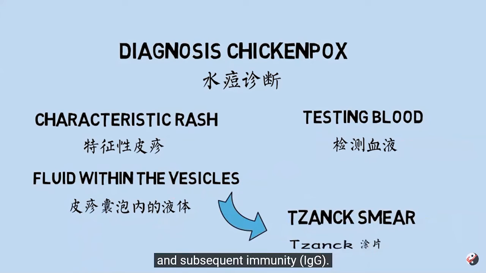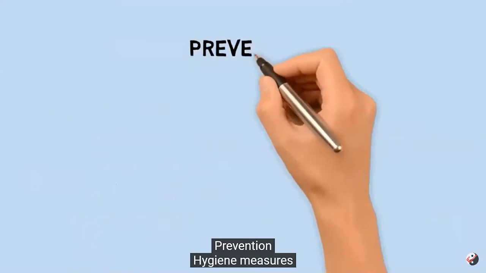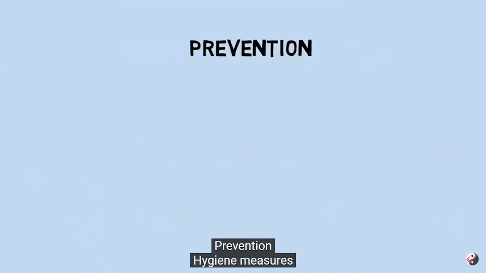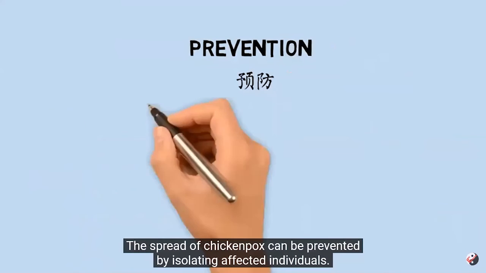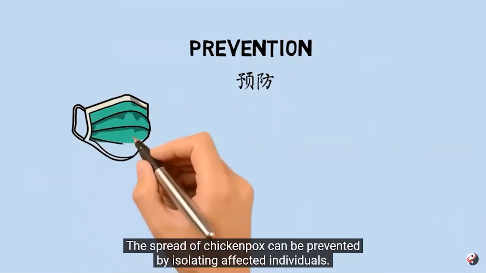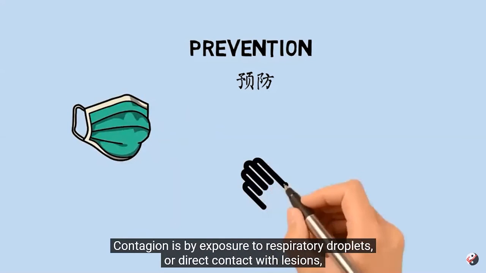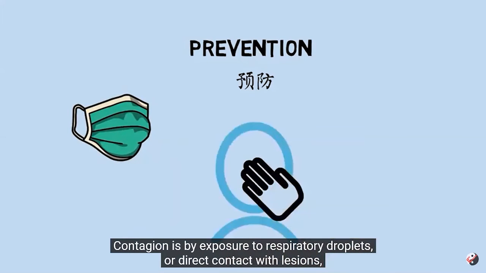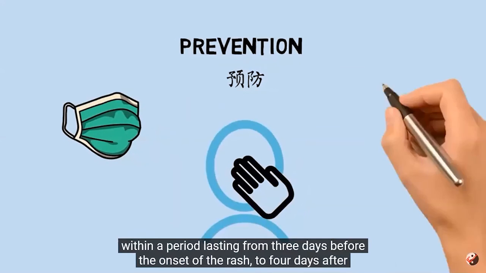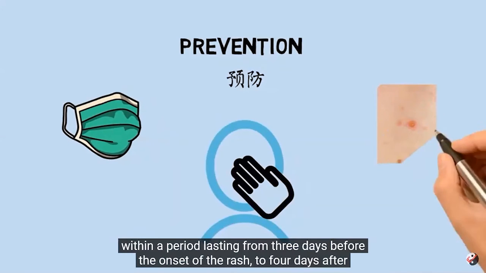Prevention. Hygiene measures. The spread of chickenpox can be prevented by isolating affected individuals. Contagion is by exposure to respiratory droplets, or direct contact with lesions, within a period lasting from 3 days before the onset of the rash, to 4 days after the onset of the rash.